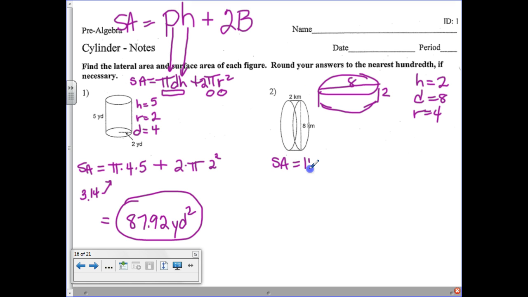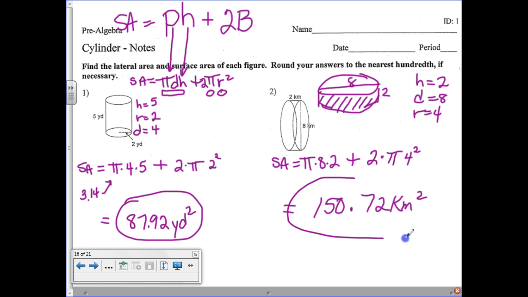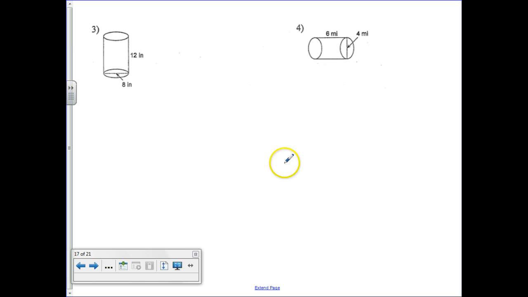Surface area is going to be pi times the diameter, d, times h, which is 2. That's this rectangular piece that's wrapping around the circle. Then we have our two bases, the top and the bottom circles, pi times radius squared, or radius times radius, 4 times 4. All right, plug that in your calculator, crank away, pause the video, and see if your answer matches mine. There you go. Move on to number 3.